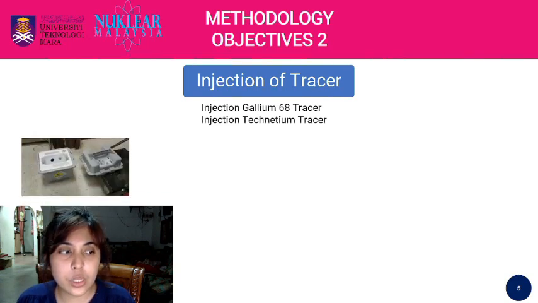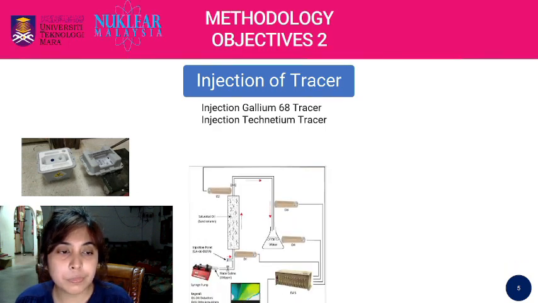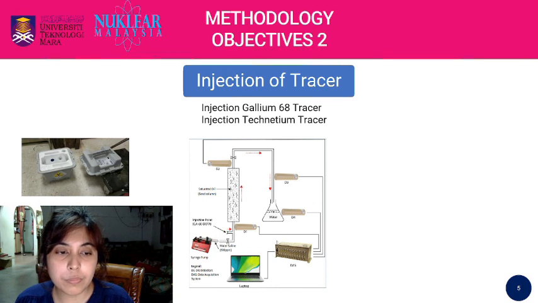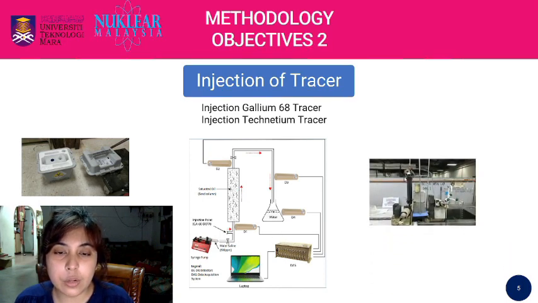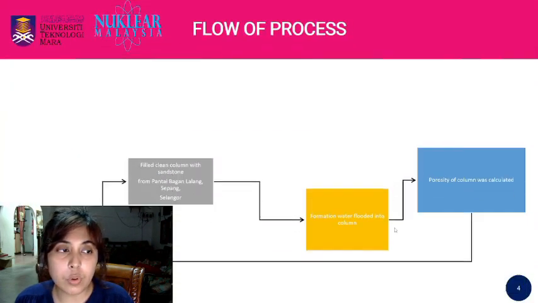This is how we handle the tracer. This is from where we inject, which is 1 meter, and this is our setup from the picture. This is our next setup before we inject the tracer. This is the flow of the process.